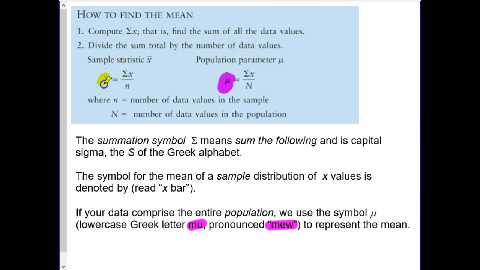X bar is a sample. So if you only have a portion of the data, you still calculate the same way. It's just noted differently. All right, let me know if you have any questions on that. Hope I didn't make it too confusing.